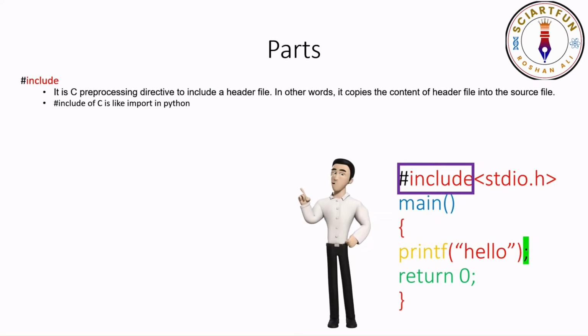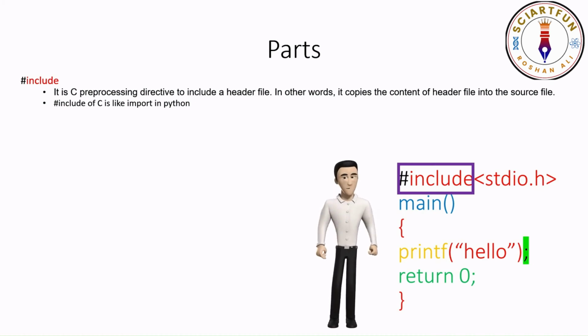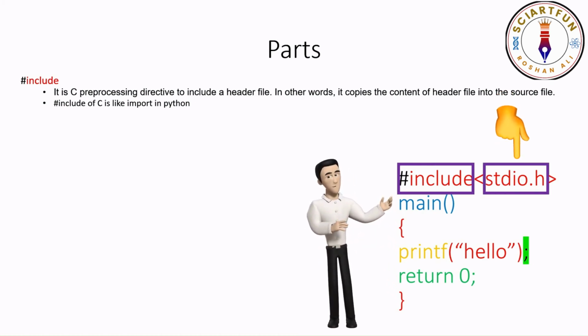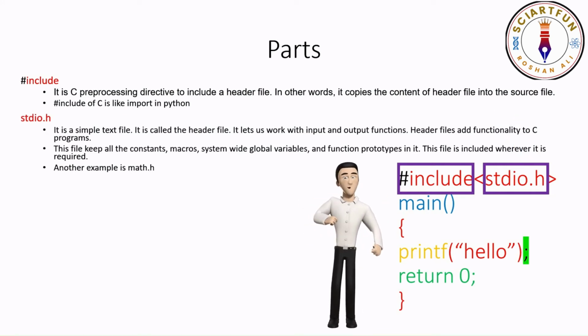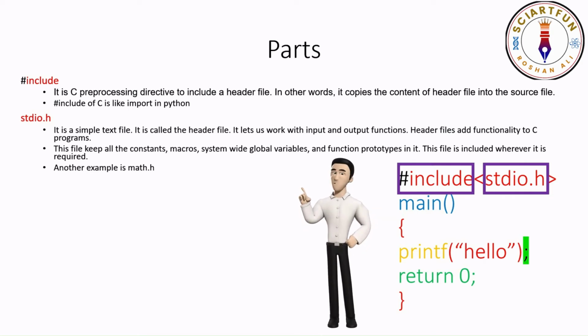Now let's come towards the second part of the file, that is stdio.h. This is called the header file. It is a simple text file. It contains functions that we want to use in our source file. It simply means that this file adds functionality to your program. This file contains macros, functions, constants, and variables. With the #include command, you copy all the content of the file to your source file, and then you will be able to use those commands, variables, constants, etc.